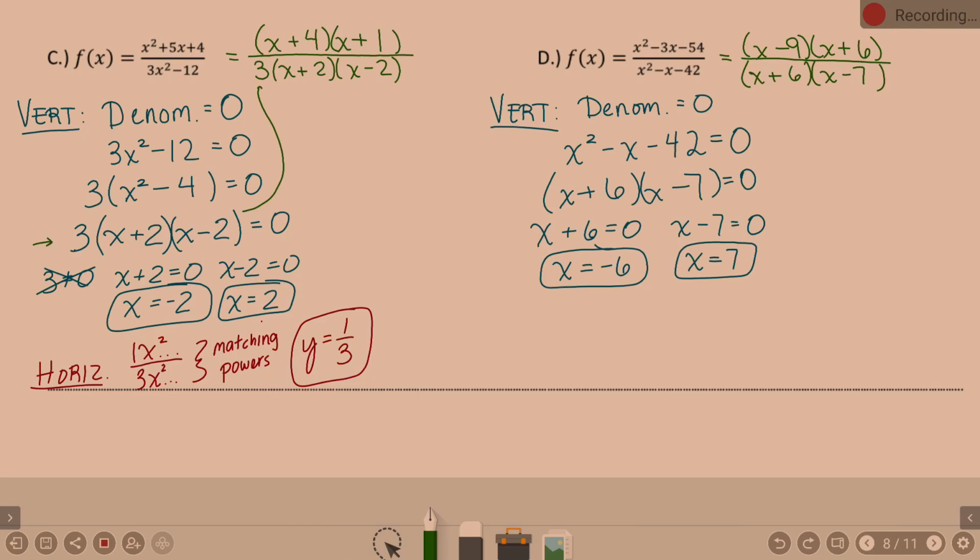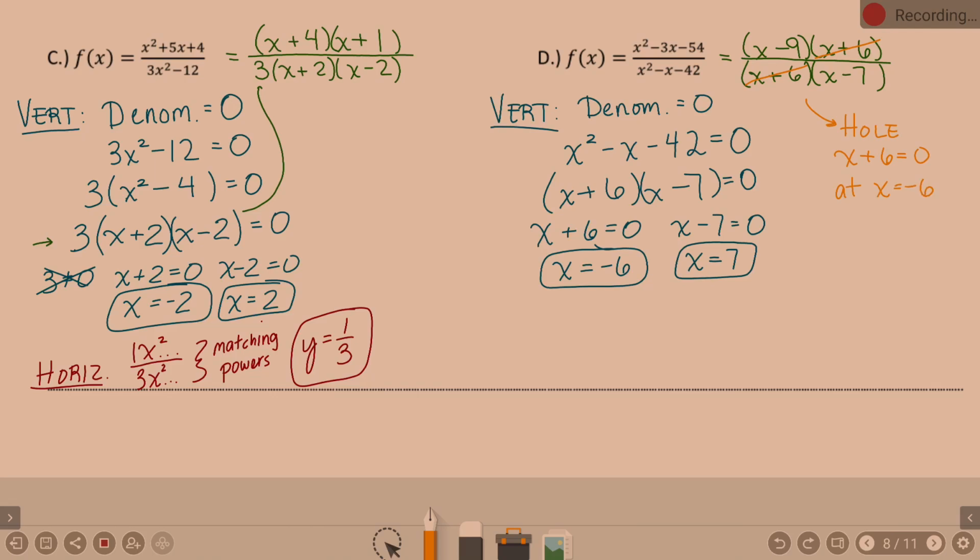What do you notice here? X plus 6 and x plus 6 are the same. There's x plus 6 on top and bottom. They cancel. This is going to be more important on the graphs, so we'll get to that probably tomorrow. But because these x plus 6 canceled, there's what is called a hole when x plus 6 equals 0. In other words, there is a hole at x equals negative 6.